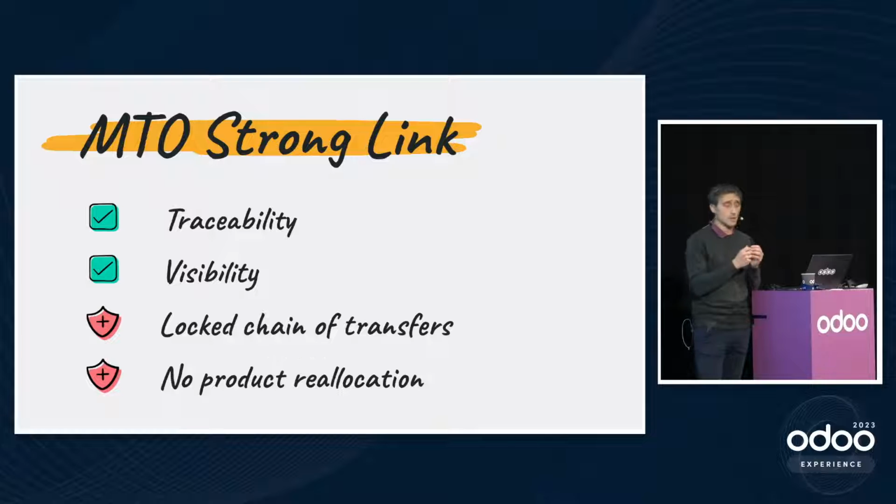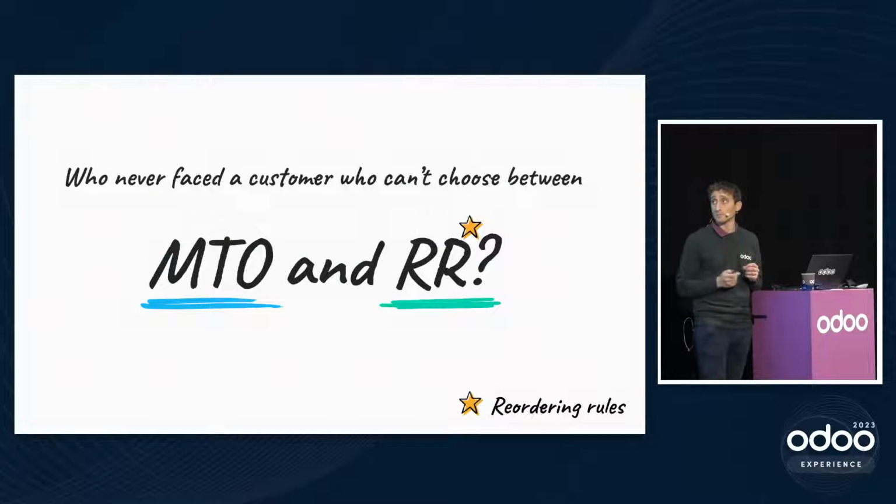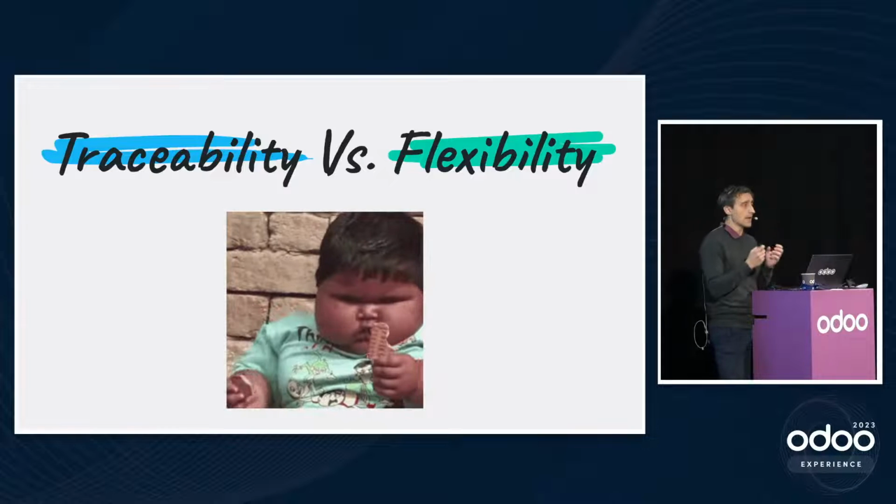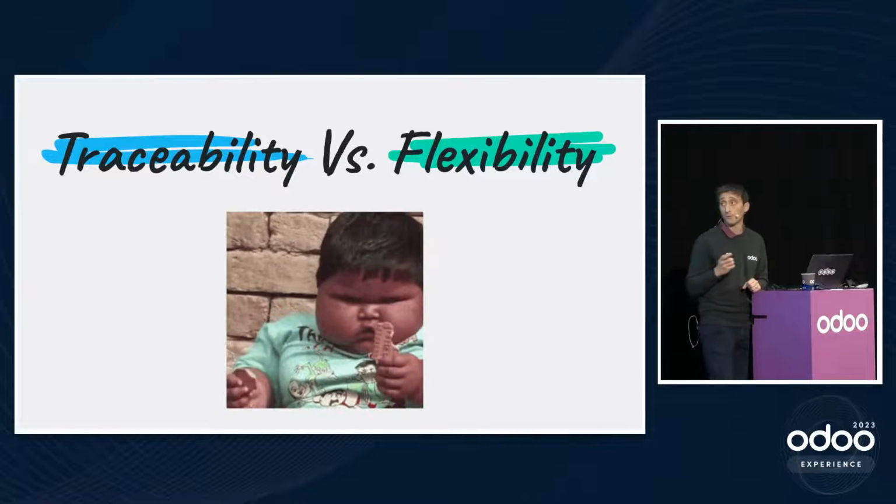But it creates a locked chain of transfers from which you cannot escape. If you have an unexpected event, it's difficult to react. If you want to reallocate the product between two MTO chains, it's also difficult because everything is blocked. And so you might sometimes face customers who have to choose between MTO and reordering rules and who can't really choose between the traceability and the flexibility. They end up having this difficult choice to be made between two interesting alternatives, but no perfect ones.